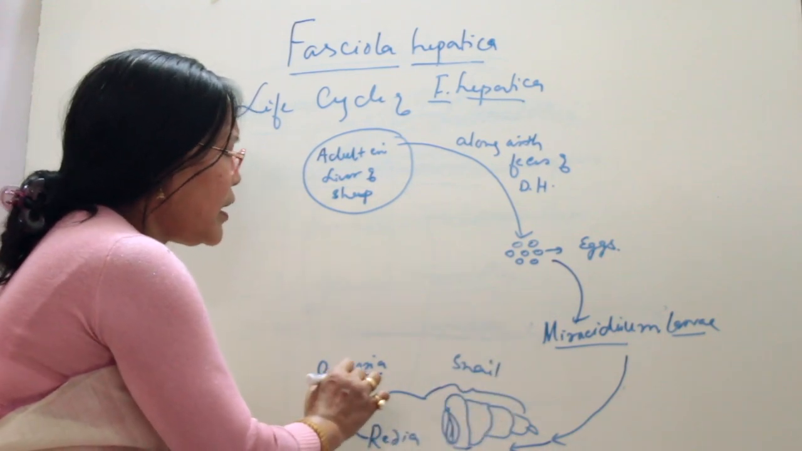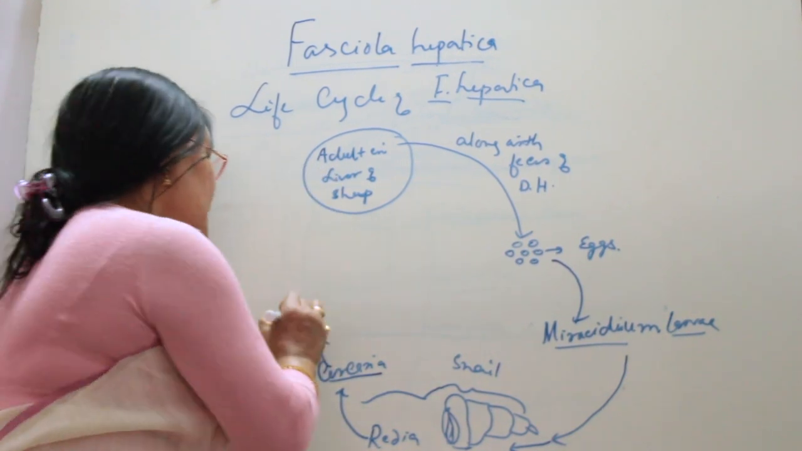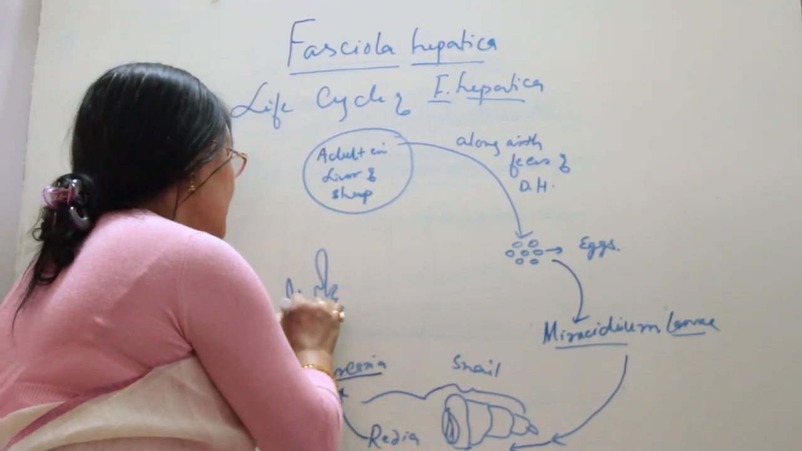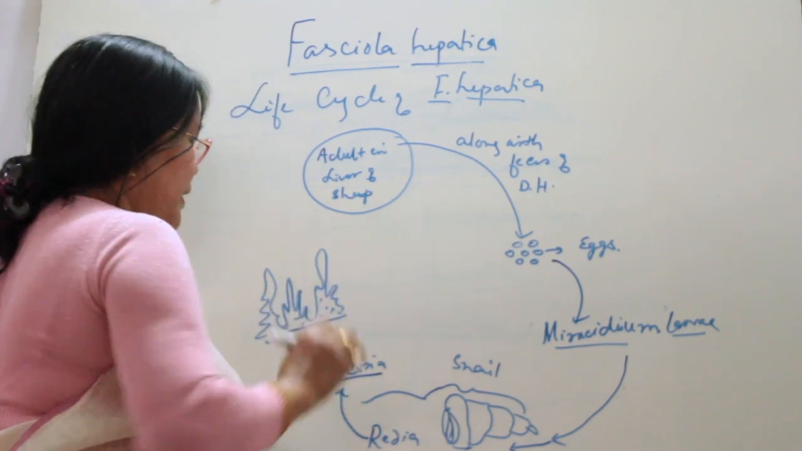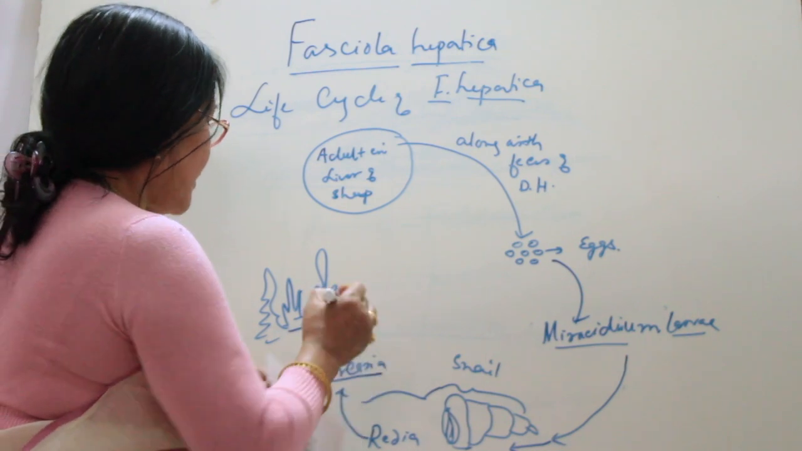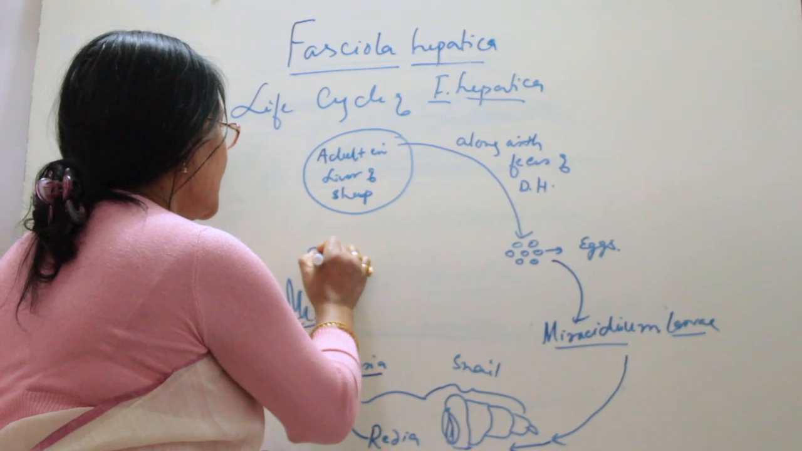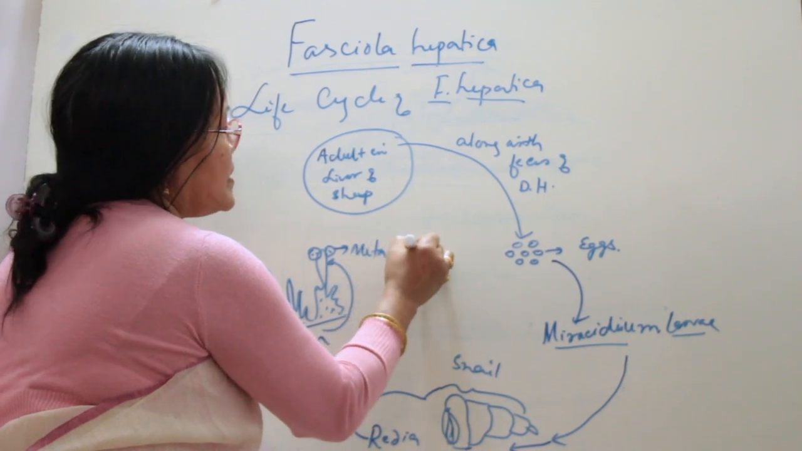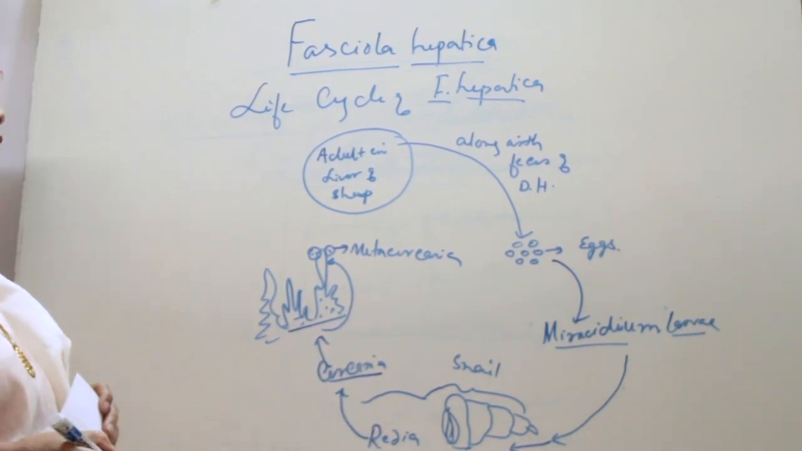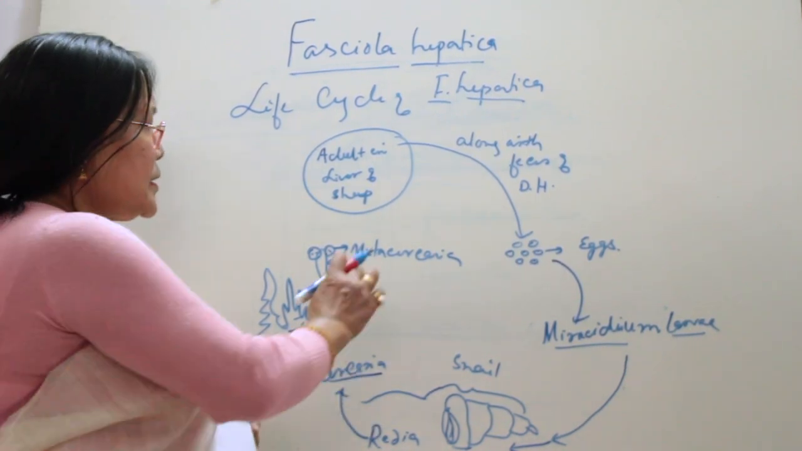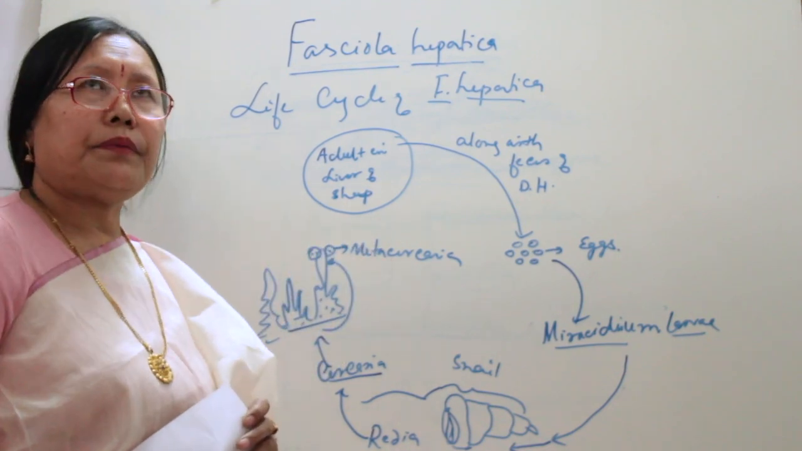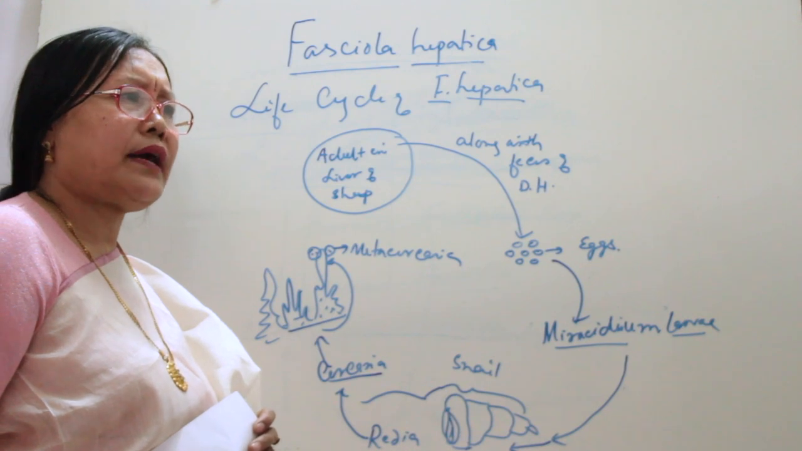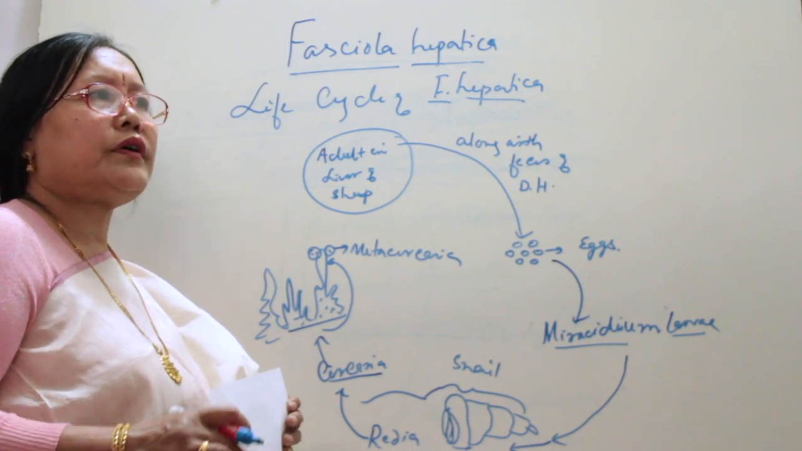Then this cercaria larva leaves the snail and is present in different vegetation, and this cercaria larva is encysted as metacercaria in the vegetation or in the contaminated water. This metacercaria can be present in the vegetation, in the muddy water or contaminated water, or to some extent it may be present in the oven sheets, etc.